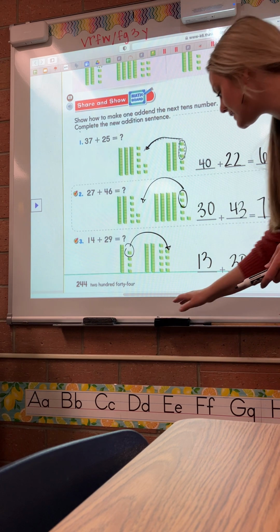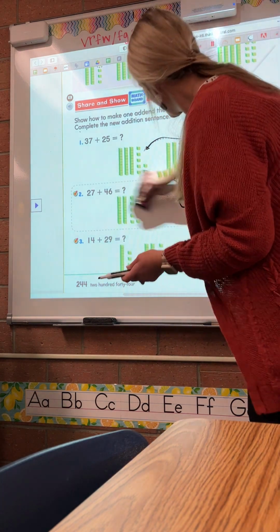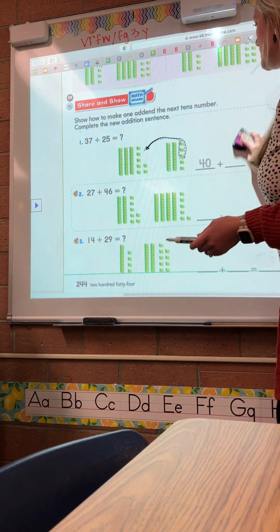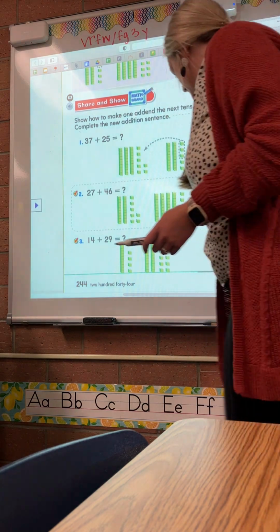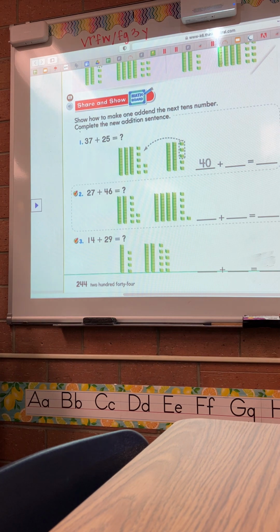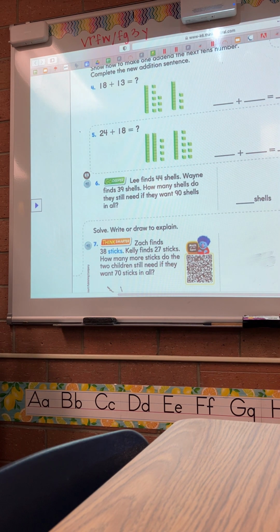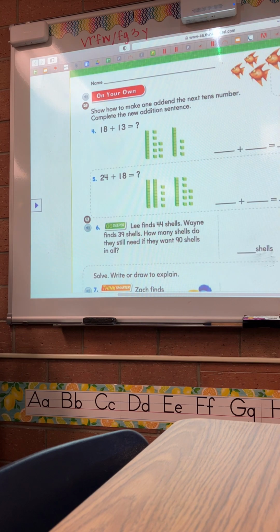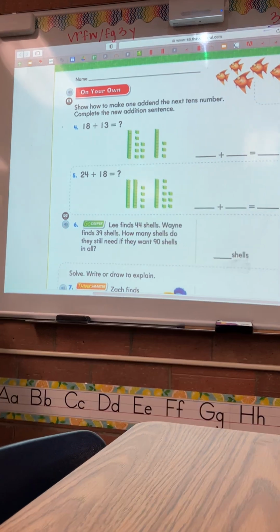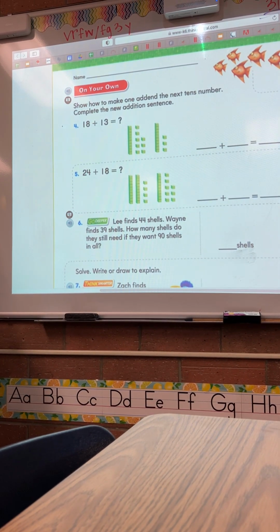Okay. I'm going to erase and I'm going to turn on to the next page. Go ahead and make sure that you're ready for the next page as well. The next page would be page 245, and it would look like this. Okay, 18 plus 13, 24 plus 18 are our 2 problems that we're going to be focusing on. If you want to pause and work with me, or pause and work ahead of me and see if we match, that's fine. If not, we can continue to work through this together.